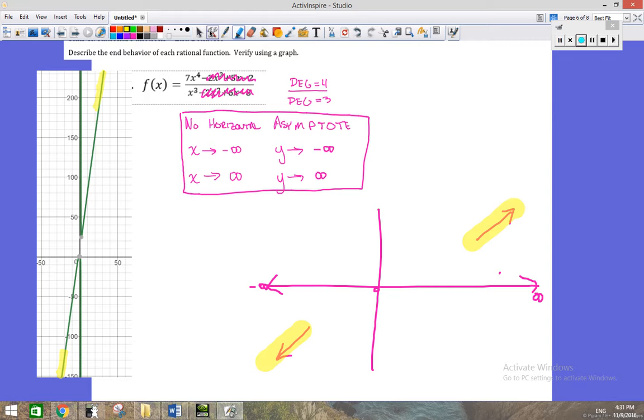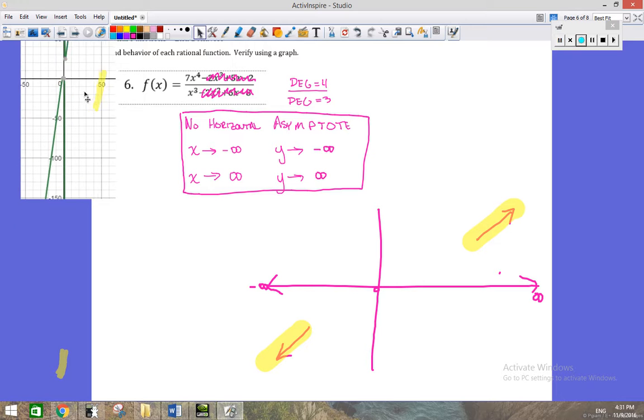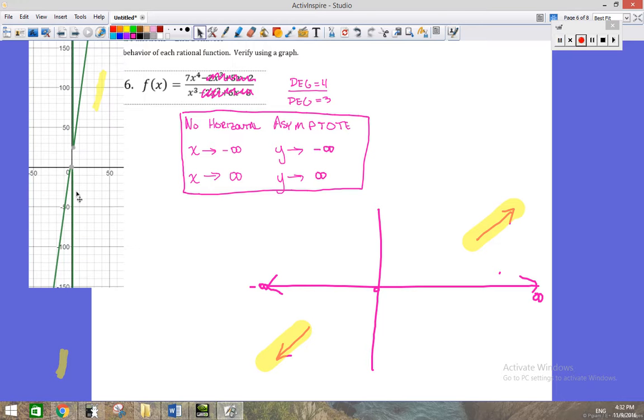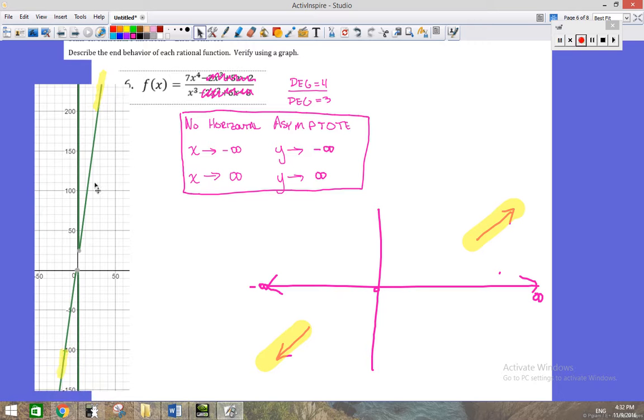When I saw just the bottom portion of this, then I thought, wait a minute, what's going on? But see, this is so vertical that that's a vertical asymptote. So it's not an end behavior. This is an end behavior, that's an end behavior, and this is part of a vertical asymptote. So I hope that helps.